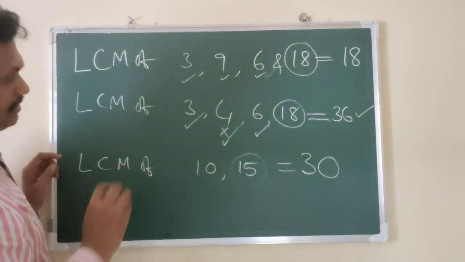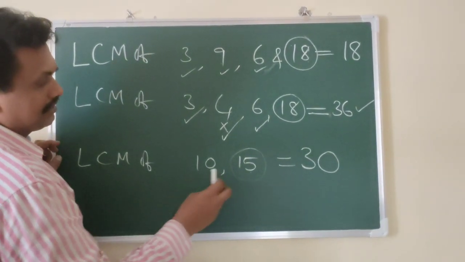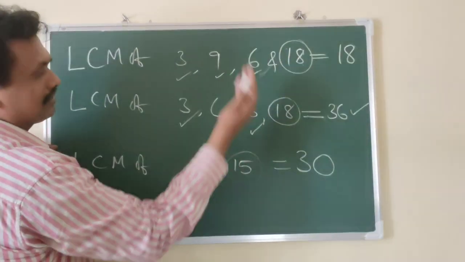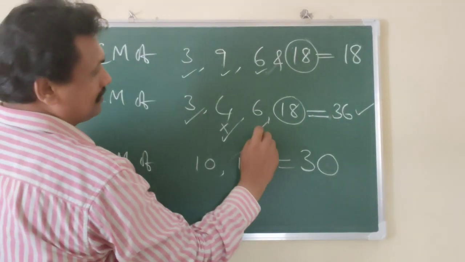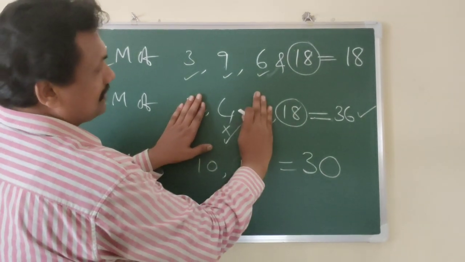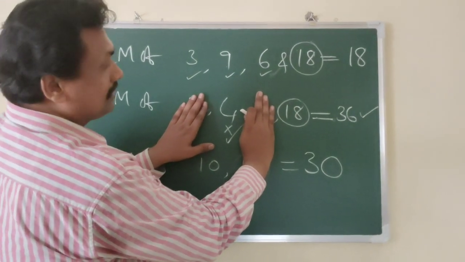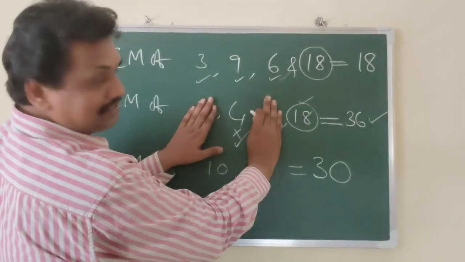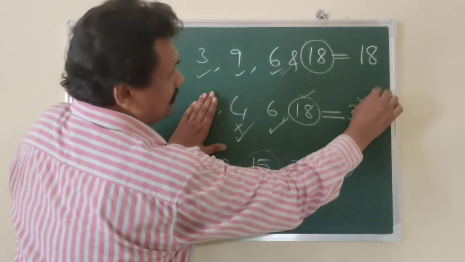When the big number is divided by the small number, the big number is the LCM. Otherwise, leave the numbers which are already dividing, and compare the remaining number with this. 18 is not divided by 4. Take double of the big number, 18 plus 18, 36, divided by 4. That's why 36 is the LCM.